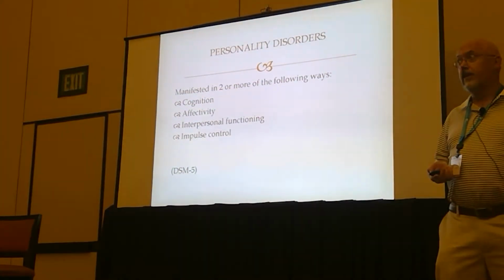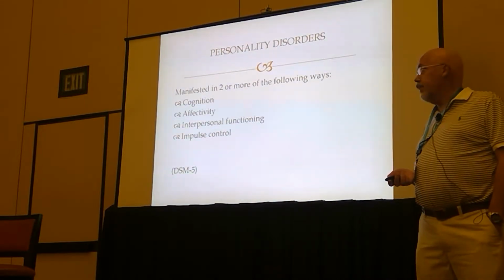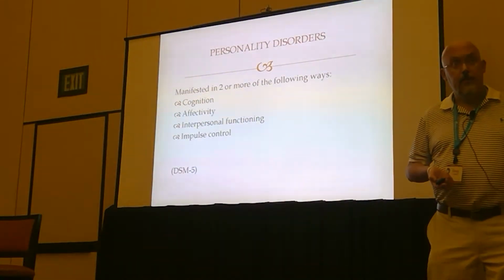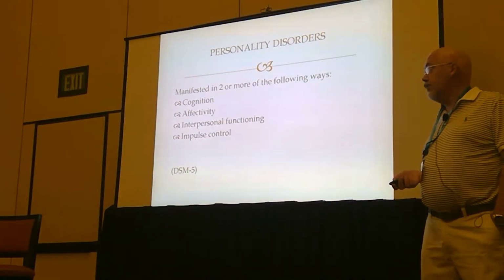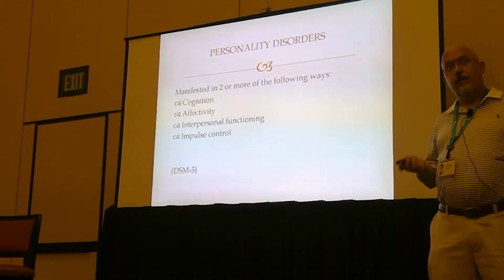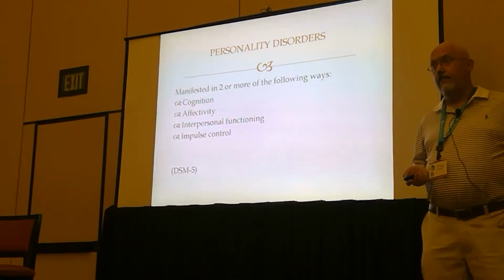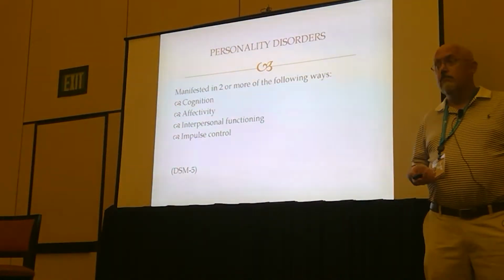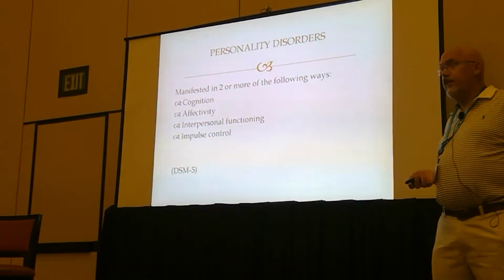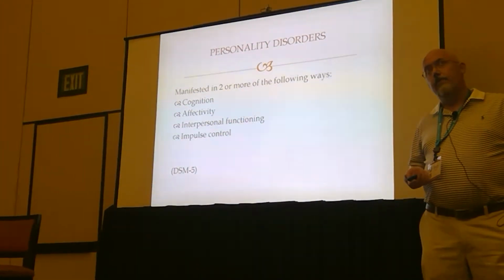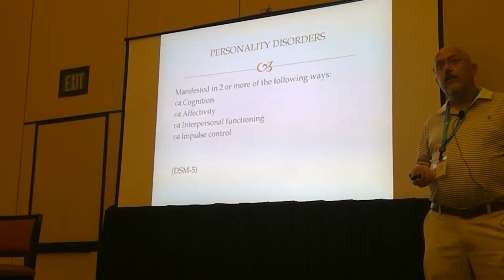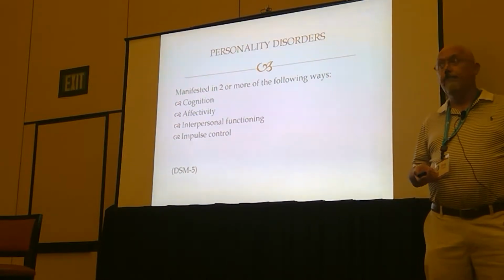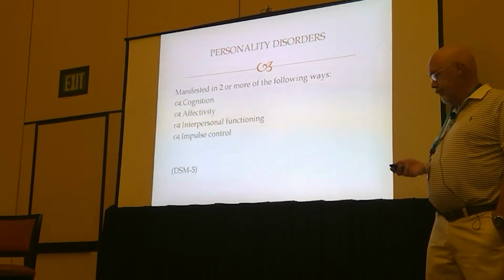Now, also, personality disorders manifest themselves in two or more of the following ways. How people think: they think differently than people who don't have a personality disorder. Their affective regulation is different too. But then also interpersonally, they tend to be different. They're all differences. And then finally, impulse control. People with certainly antisocial personality disorder tend to be more impulsive. And that's one of the things that you'll see as well.